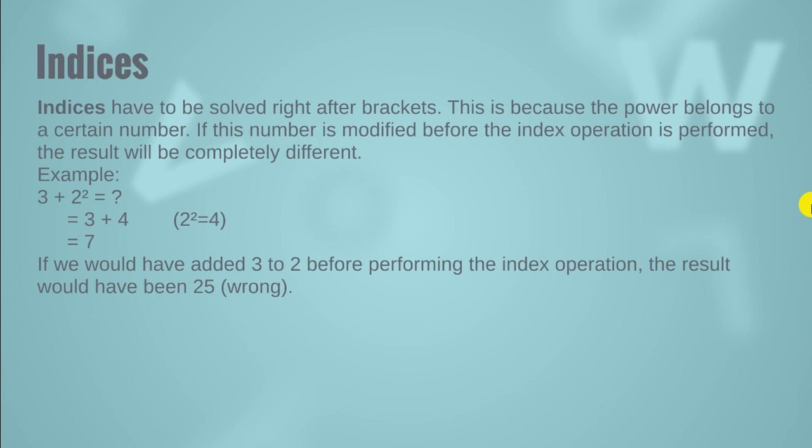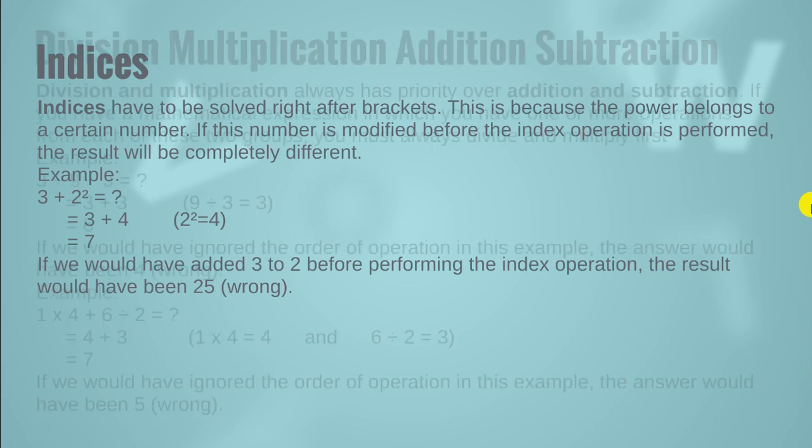Now let's move towards indices. Indices have to be solved right after brackets. This is because the power belongs to a certain number. If this number is modified before the index operation is performed, the result will be completely different. The example is 3 plus 2 squared is equal to what? First you need to solve the index, that is 2 squared, and you will get 4. Then you add 3 and 4, and you get your answer as 7. If you had added 3 to 2 before performing the index operation, the result would have been 25, which means that 3 plus 2 gives us 5, and 5 squared gives us 25. That is totally wrong.